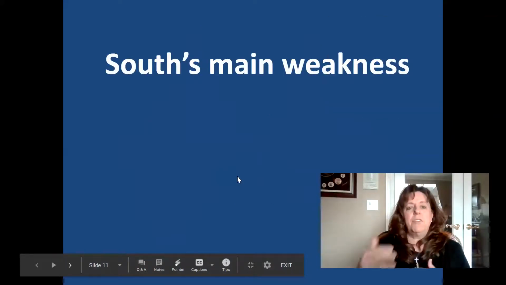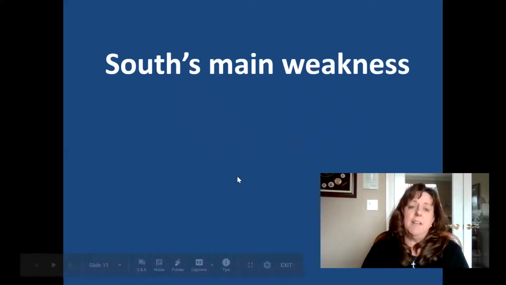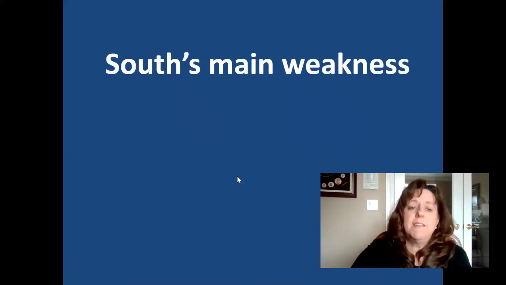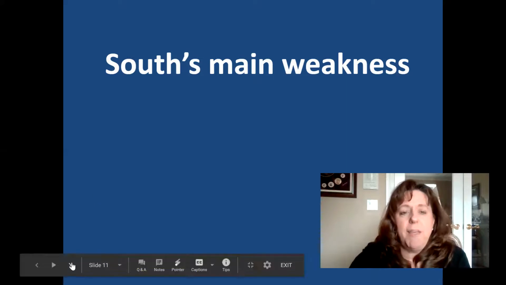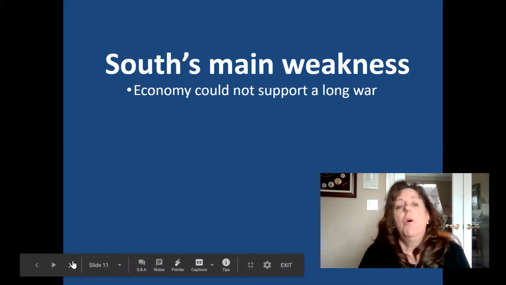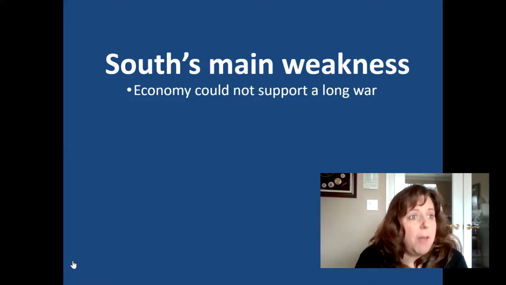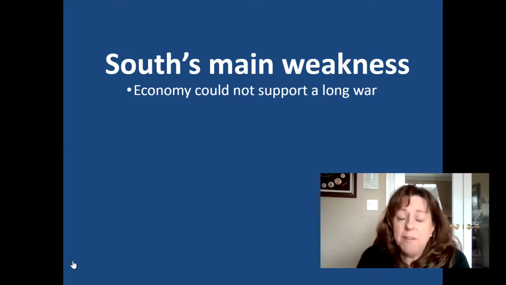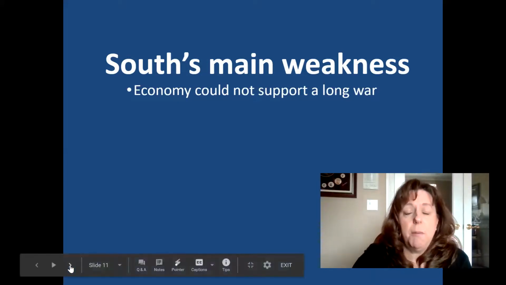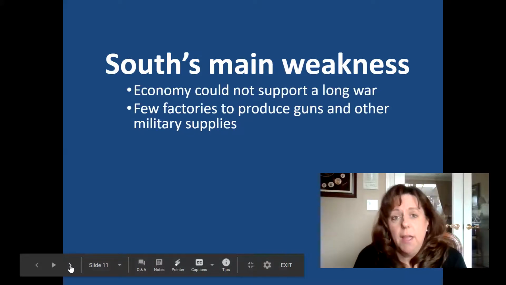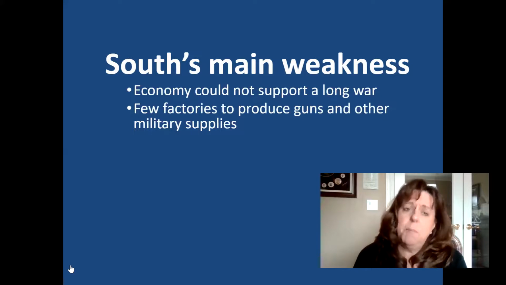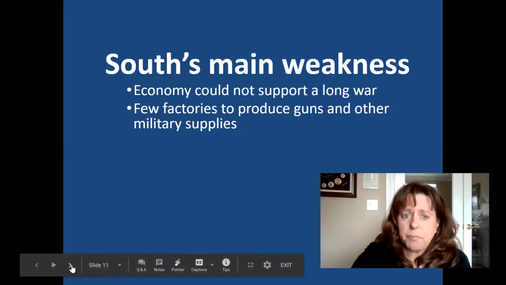So we're talking about strengths and weaknesses, and what weaknesses do you think the South had? Well, based on what we've already talked about, we know that their economy was not as strong as the North. The North had that manufacturing and that industry. In the South, their economy didn't have the money to support a super long war. So if there was going to be a war, it better be over quickly. They didn't have the factories to make the guns or other military supplies that they would need.